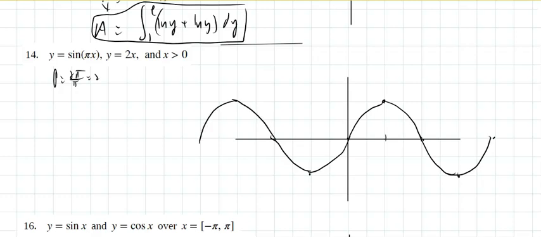Okay, this is y equal to sine. The period is 2. This is half of it. This is 1 half, 2 halves, 3 halves, -1 half, -2 halves, right? -3 halves, and -4 halves. Now, y equal 2x, 0, 0, 1, 1, 2.